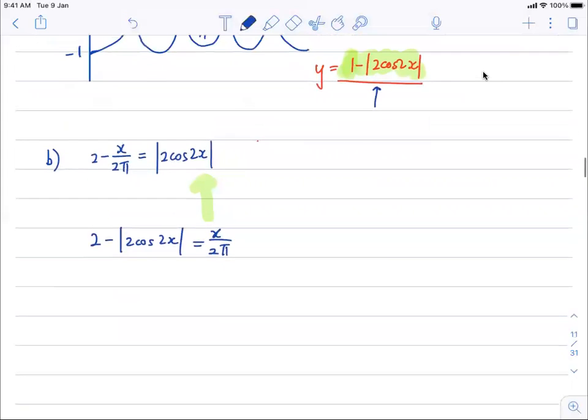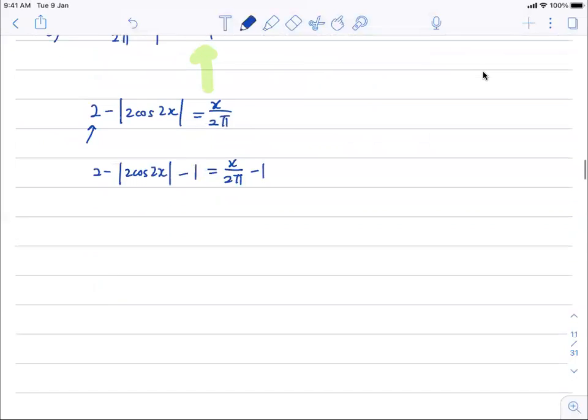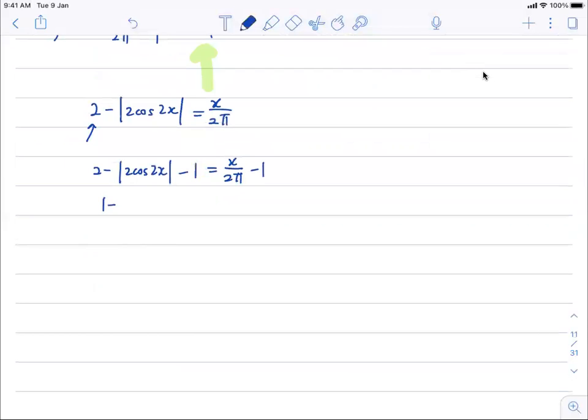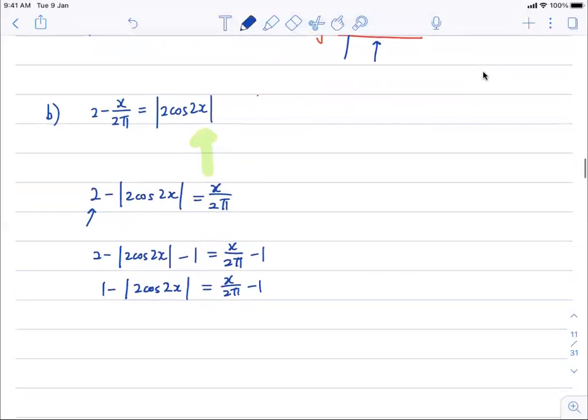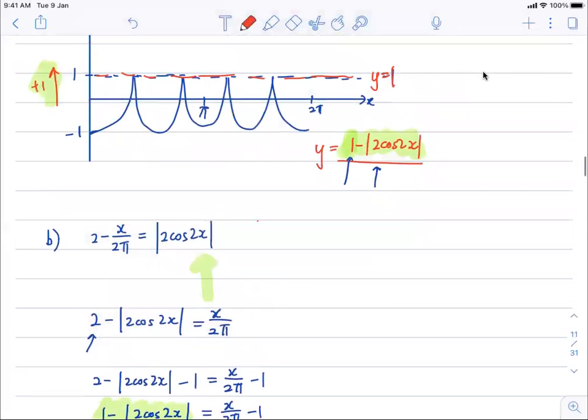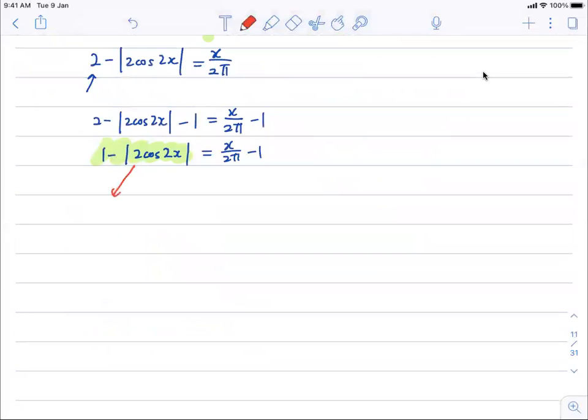And then notice this is 1 and this is 2. So we need to minus 1 on both sides. It becomes 2 minus modulo 2 cos 2x minus 1 equal to x over 2 pi minus 1. After minus 1 on both sides, we get 1 minus modulo 2 cos 2x equal to x over 2 pi minus 1. So you notice this is the same as the equation here. This one is y equal to 1 minus modulo 2 cos 2x. This one becomes y equal to x over 2 pi minus 1.